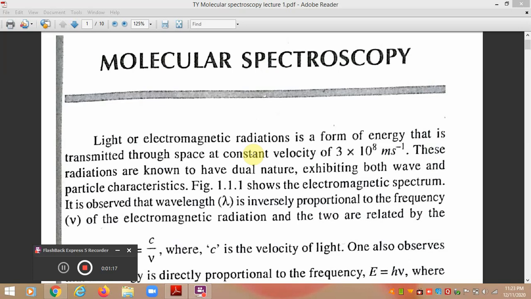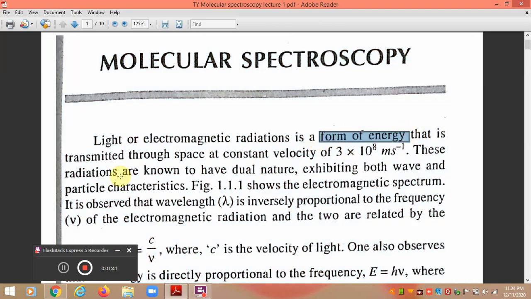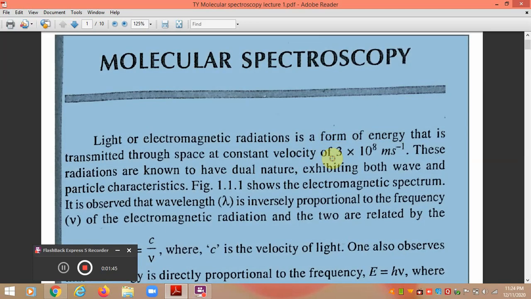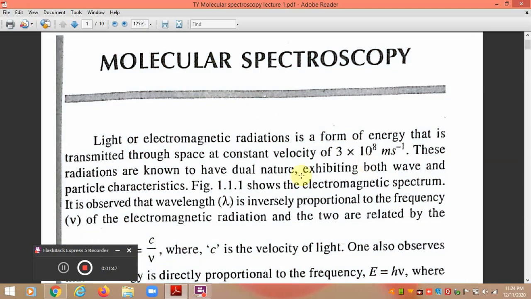So it indicates that whenever any molecule is exposed to some kind of electromagnetic radiation, the molecule gives some responses, and the study of those responses is called molecular spectroscopy. So what is this electromagnetic radiation? These are simply a form of energy which is transmitted through space at a constant velocity, the velocity of light, and that is 3 into 10 raised to 8 meter per second.